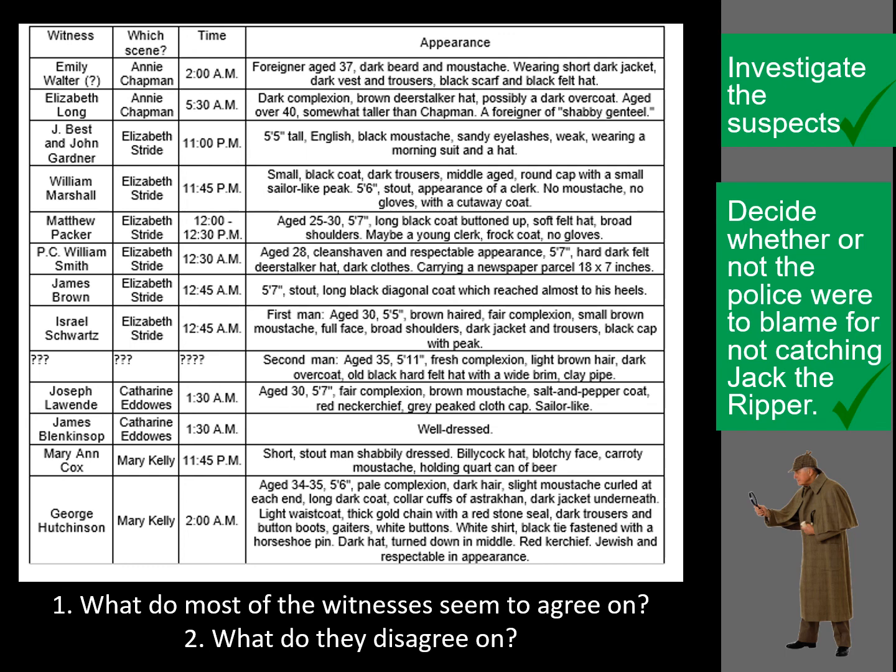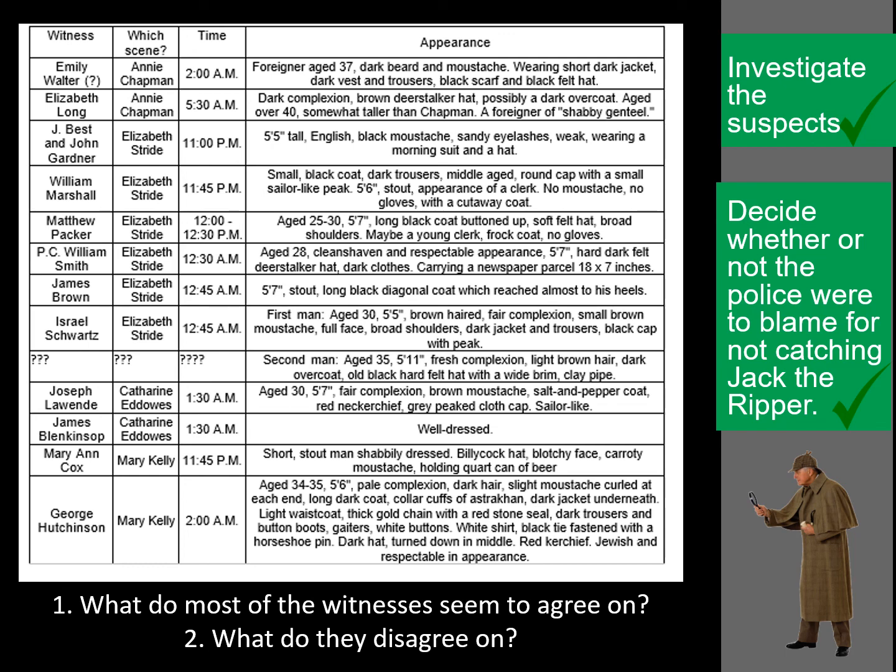Whereas, say for example, John Gardner, who witnessed Elizabeth Stride, said he saw someone who was 5'5" tall, English, with a black moustache, sandy eyelashes, looked quite weak, and was wearing a morning suit and a hat. So if you read each of these different witness testimonies, you could do it as a mind map or a table, or you could just write it out as a couple of sentences.